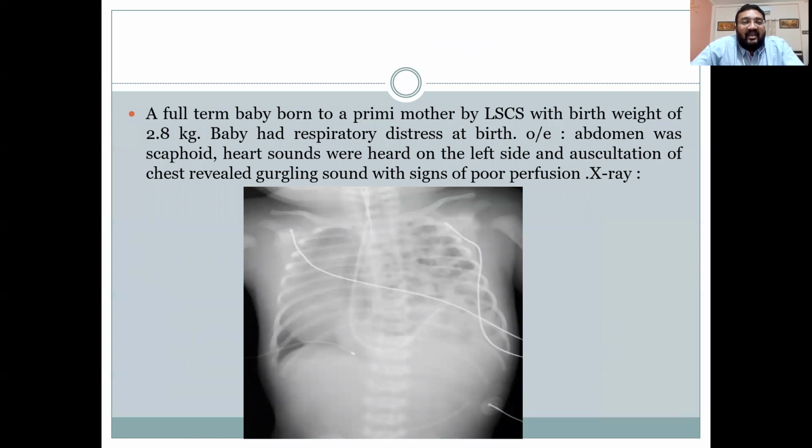This is an X-ray of a full-term baby born to a primigravida mother by LSCS with birth weight of 2.8 kg. Baby had respiratory distress at birth. On examination, abdomen was scaphoid. Heart sounds were shifted and heard on the right side, and auscultation of the chest revealed gurgling sounds with signs of poor perfusion. Here in this X-ray, you can visualize that the stomach is herniated and has entered the pleural cavity. So it is a case of congenital diaphragmatic hernia.